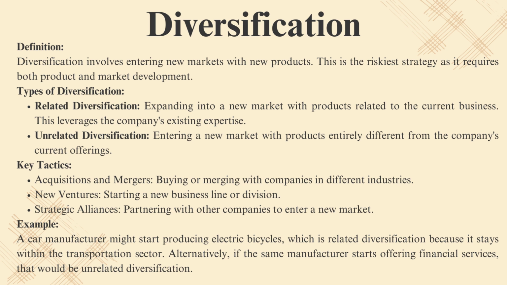Let's see with the help of example. A car manufacturer might start producing electric bicycles, which is related diversification because it stays within the transportation sector. Alternatively, if the same manufacturer starts offering financial services, that would be unrelated diversification.